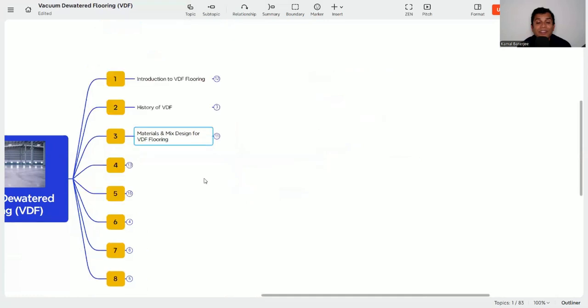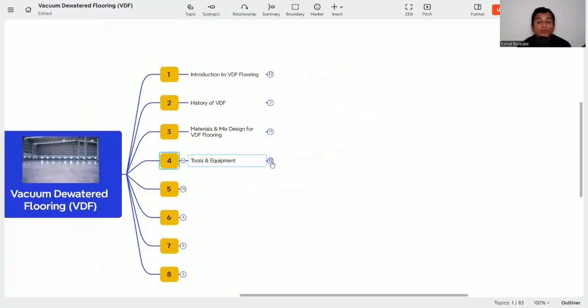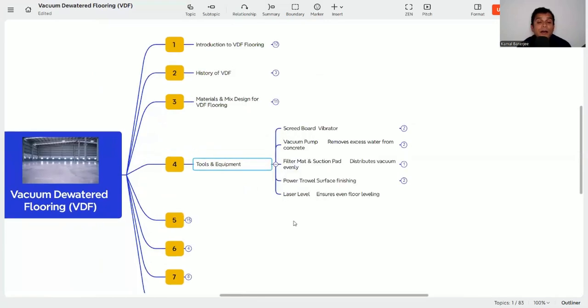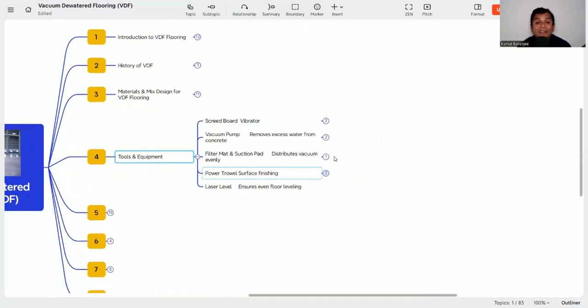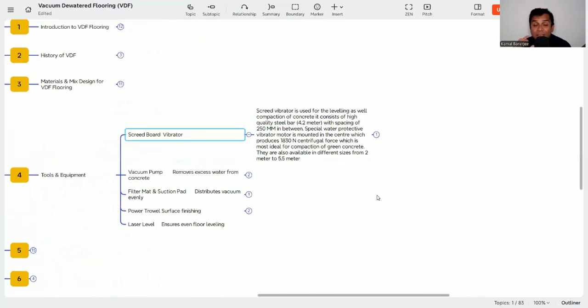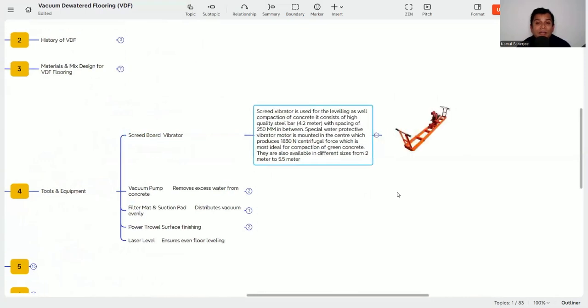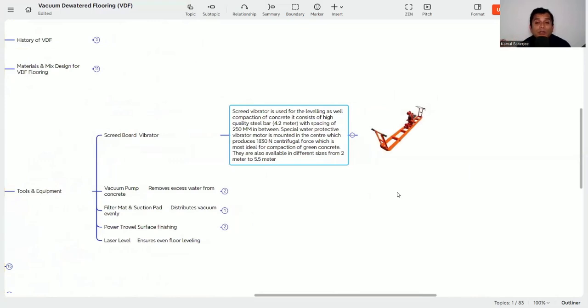Next, we need to know what tools and equipment we are using for VDF flooring, because it's a special type of concrete, so we need special equipment also. First, we need the skid board vibrator. What is a skid board vibrator? A skid board vibrator is used for leveling as well as compacting the concrete. It consists of high quality steelwork that is 4.2 meter in length with spacing of 250 mm in between. A special water protective vibrating motor is mounted on the center, which produces 1830 Newton centrifugal force, which is ideal for compaction of the green concrete.